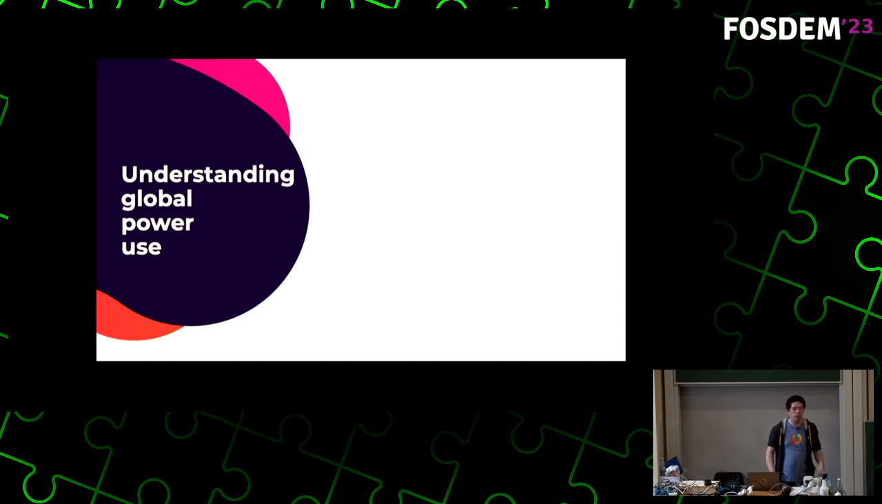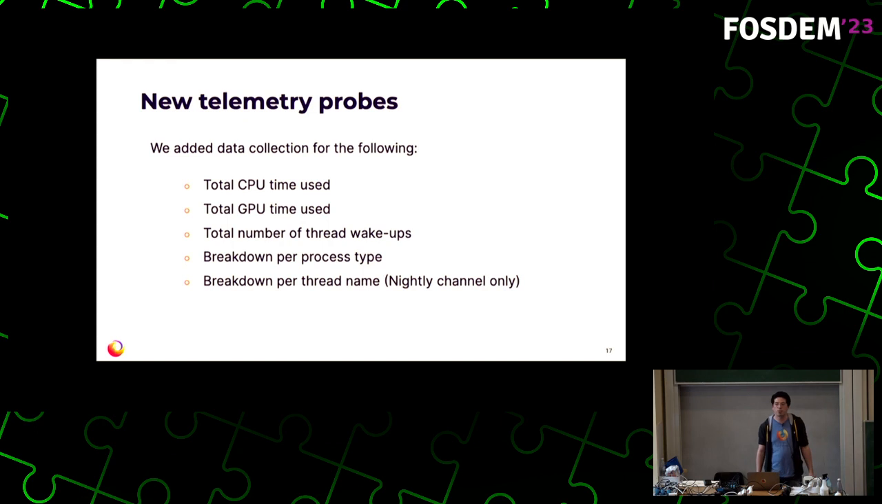And whenever we care about what's happening for all users, we think telemetry, because that's a great way to know about what's happening in computers that are not in front of us. And I added data collection for a few things that are related to power use over the last couple months. Most notably, CPU time used, GPU time used, the number of wake-ups that we caused. And also we can break down this data by process type.